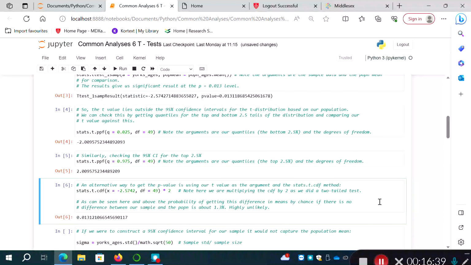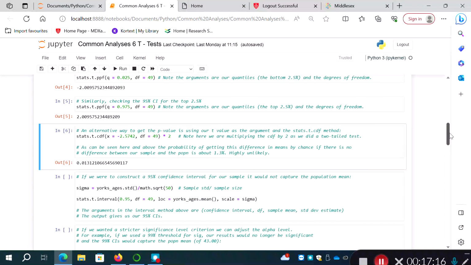If we run that, what we will get is our p-value, the same value as our p-value above, or a close approximation of it. Okay, so it's not exactly the same, but it's about 1.3%. So what this is telling us is the probability of getting this difference in means by chance, if there is no difference between our sample and the population, is about 1.3%. So it's highly unlikely. We kind of knew that already just from the test statistic, but these are just other ways to examine what we're looking at.